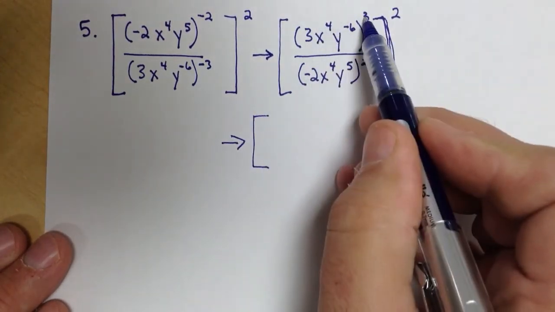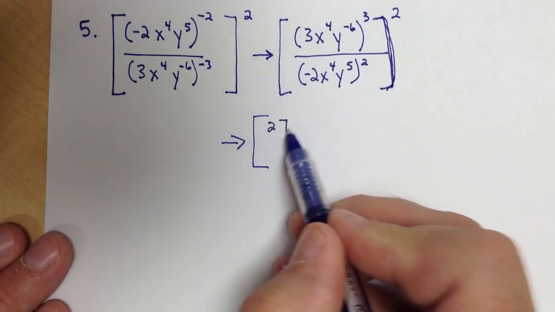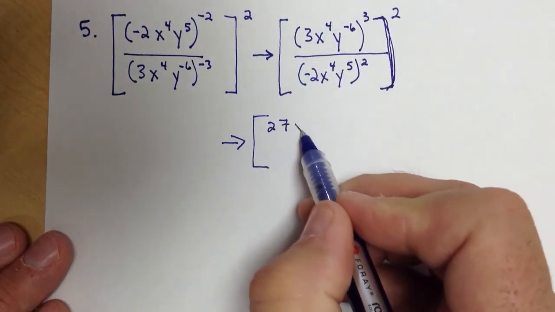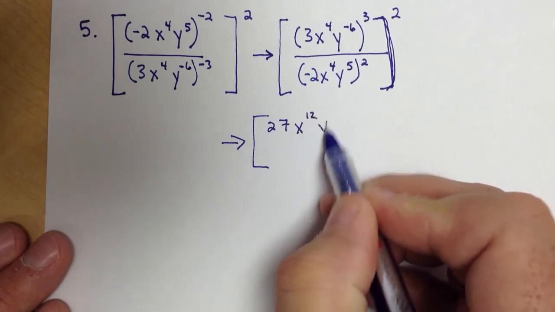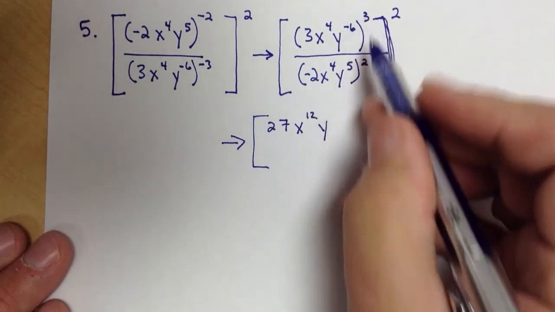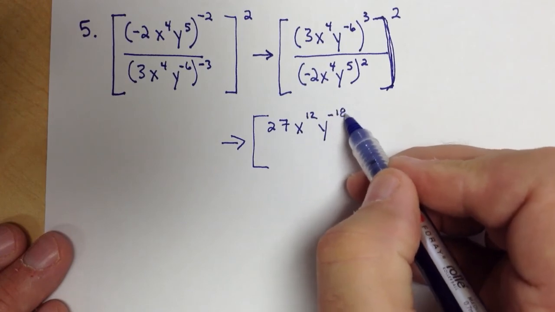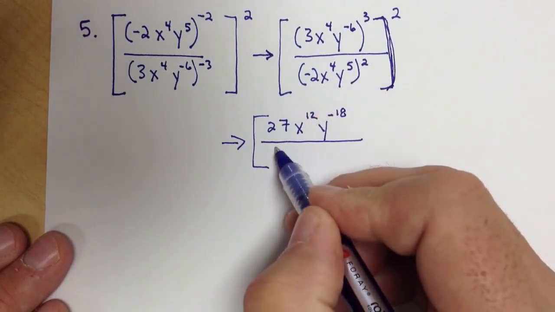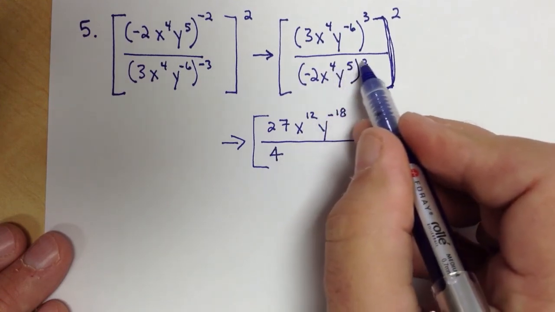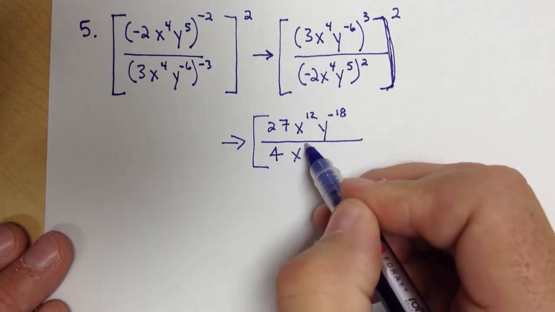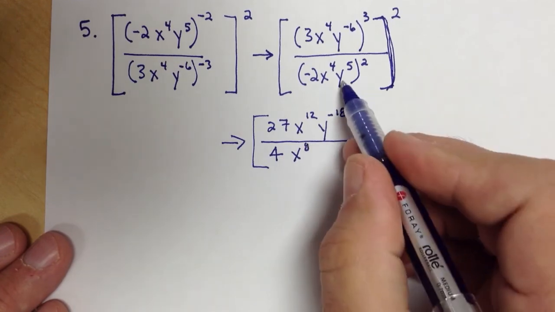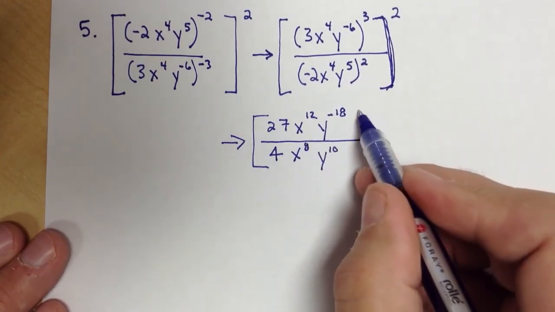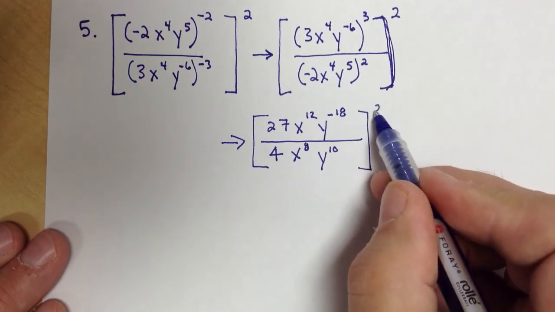So 3 to the third, x to the fourth to the third, y to the negative 6 to the third, negative 2 squared, x to the fourth squared, they're not the same, y to the fifth to the second, all that is raised to the second power.